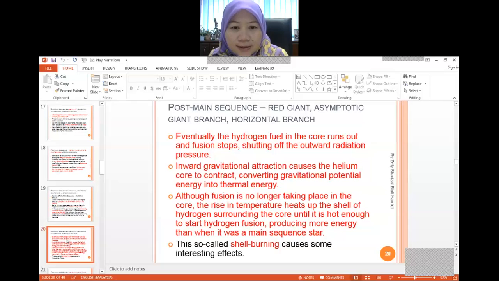and the fusion is no longer taking place. Okay, the shell interaction will happen, and the core is still hot enough to fuse the hydrogen. Okay, and it will produce more energy than when it was a main sequence star. So this is what we call shell burning, which has a very interesting effect, because it happens suddenly, and it will fuse, and also it will form the shell. So this is quite tough, instead of the core process.